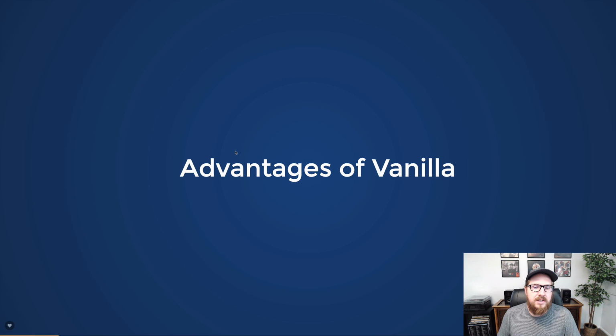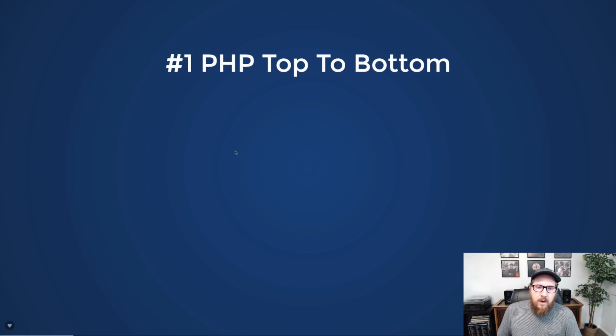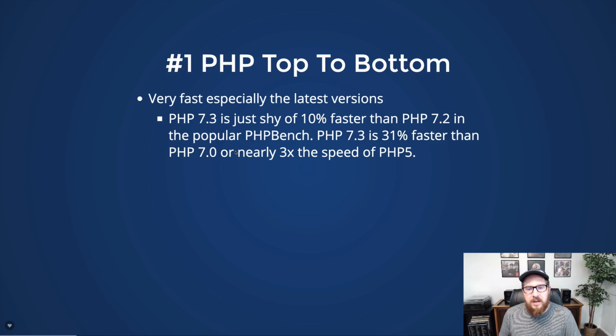So what are advantages of vanilla? Well, you have PHP top to bottom, and PHP is super fast and it's super reliable. If you've been working in the WordPress community, you have used PHP, of course, and you can tell that it's gotten faster and faster over the years. So it's a great tool to have on our tool belt. Super familiar, so you know how to do things and you can be pretty agile with it.